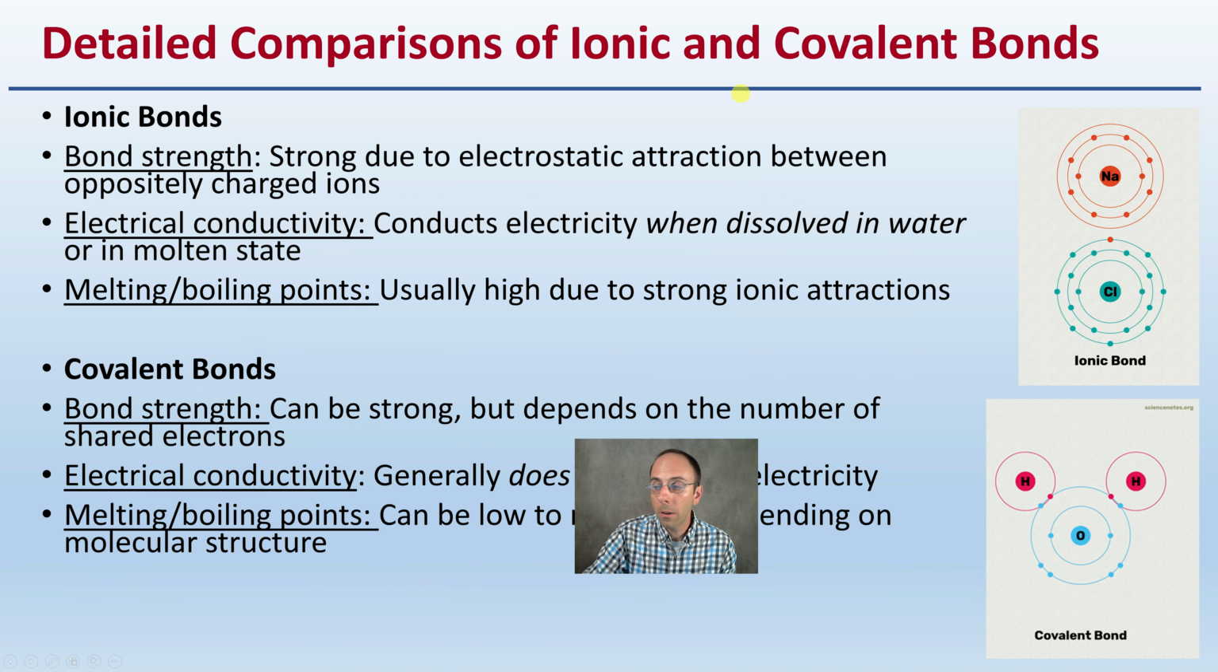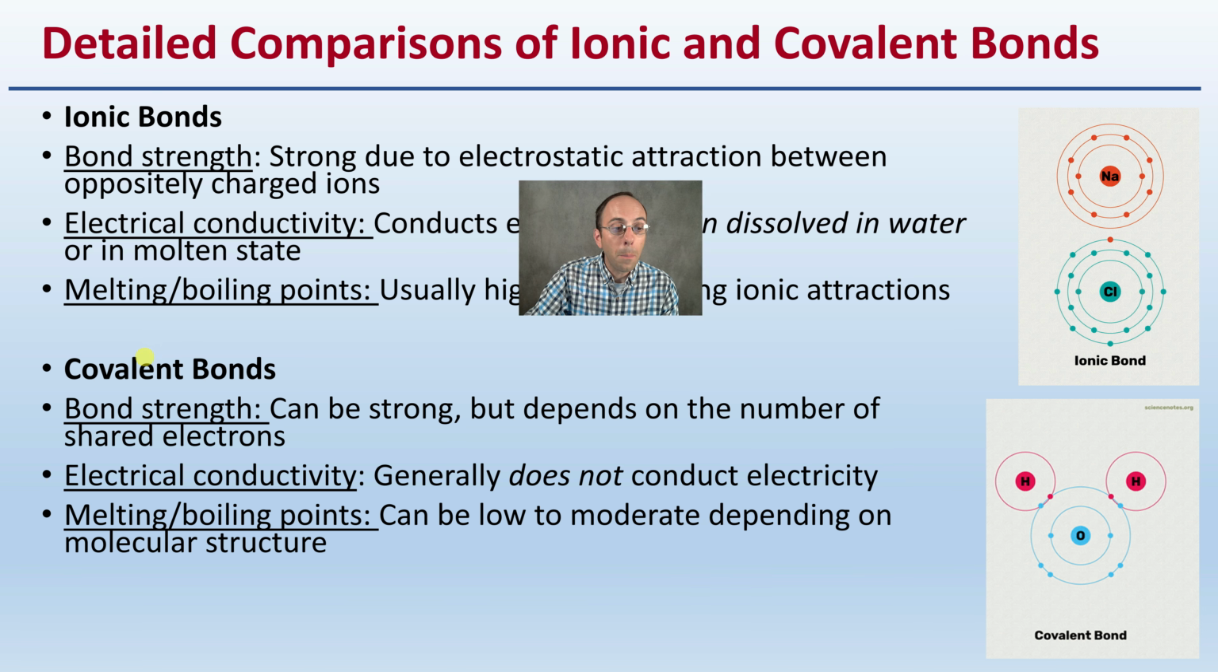Now, a detailed comparison between the two. Ionic bonds have strong bond strength due to the electrostatic attraction between those oppositely charged ions. For electroconductivity, ionic compounds conduct electricity when dissolved in water or in a molten state. They typically have high boiling or melting points due to their strong ionic interactions.